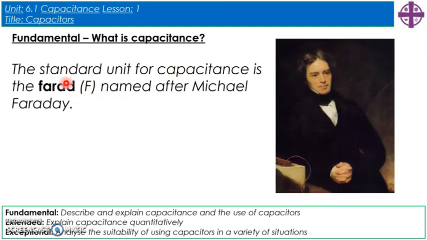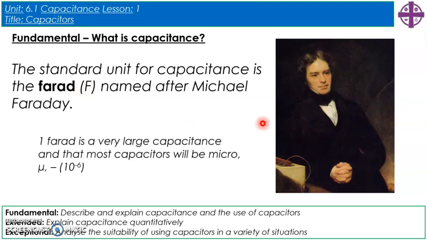The standard unit for capacitance is named the farad. It's a capital F, named after a very successful, very famous physicist called Michael Faraday. Now, 1 farad is a very, very large capacitance. If anything has a capacitance of 1 farad, it's huge. Most capacitors that we'll look at will be microfarads, so it'll be times 10 to the minus 6. That's something worth bearing in mind.